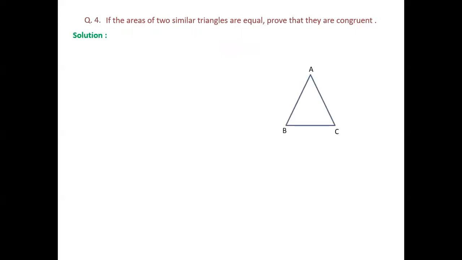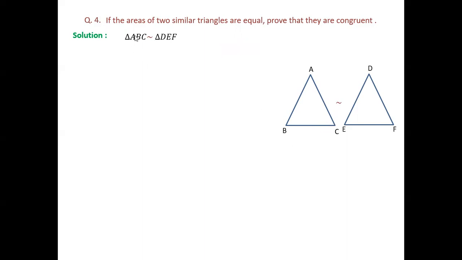Fourth question. If the areas of two similar triangles are equal, prove that they are congruent. The areas of the similar triangles are equal. Okay. This is one triangle ABC and this is another triangle DEF. It is given that these two triangles are similar and their areas are also equal.